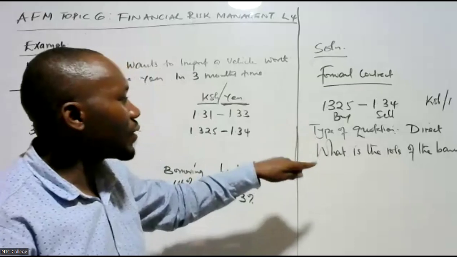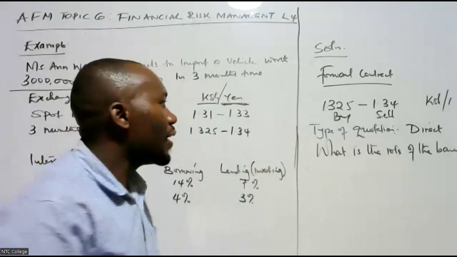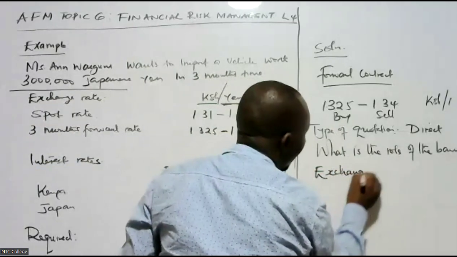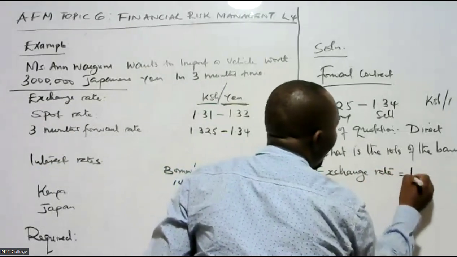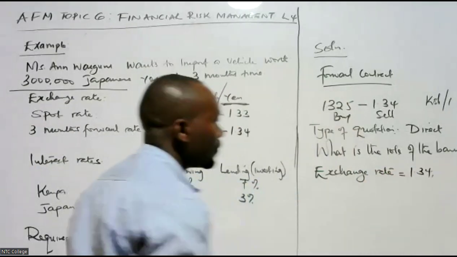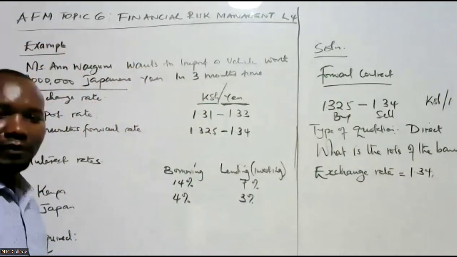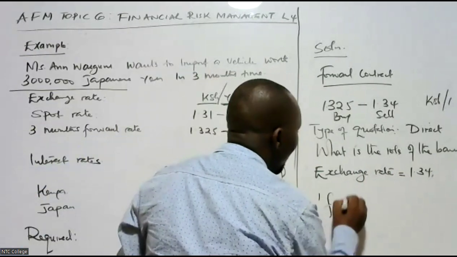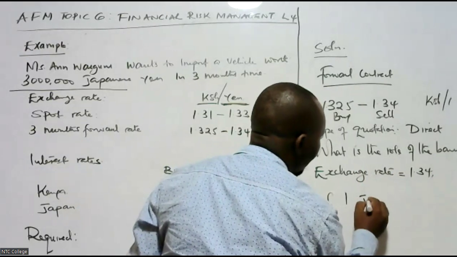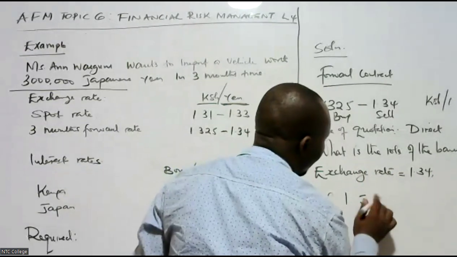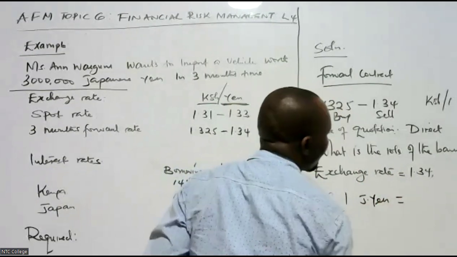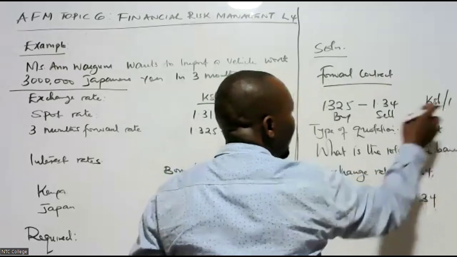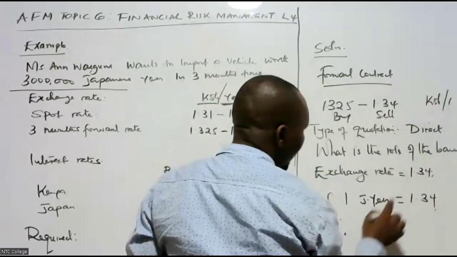Now, if you know that the role of the bank is to sell, then we know the rate that we're using. Our rate, you say that X is the rate that we are going to use is 1.34. That is the exchange rate in 3 months' time. Now you can proceed and calculate. So you can say that if 1 Japanese yen is equal to 1.34, 1 yen is this one. Therefore, the bank is selling.